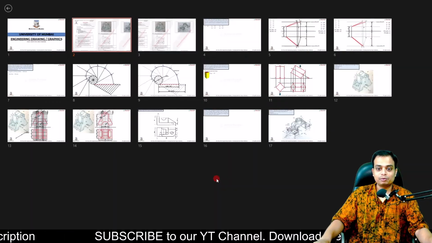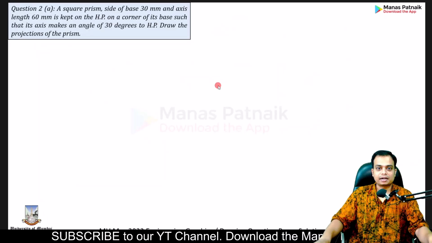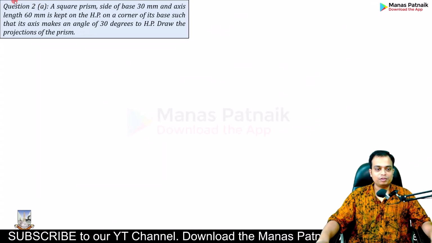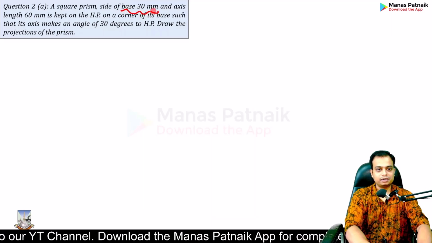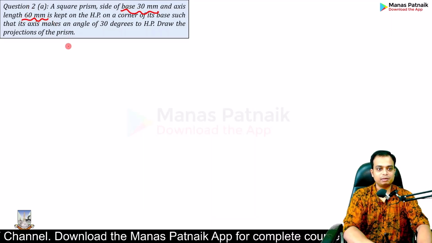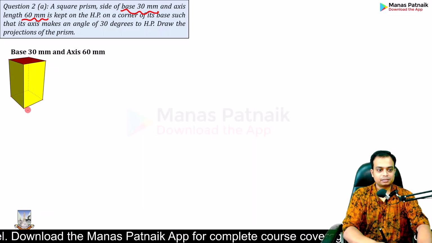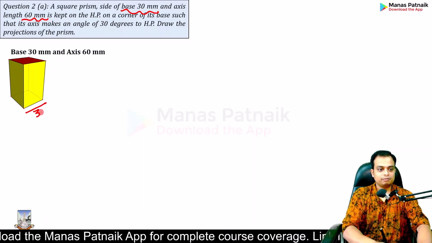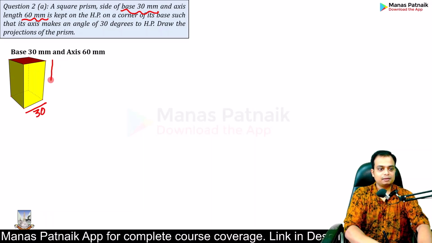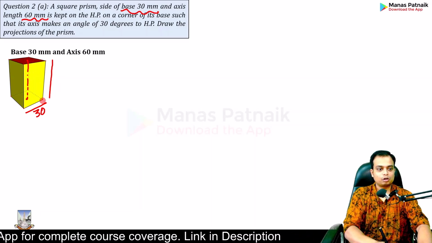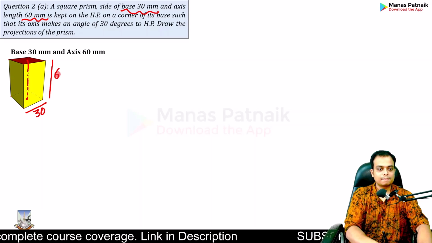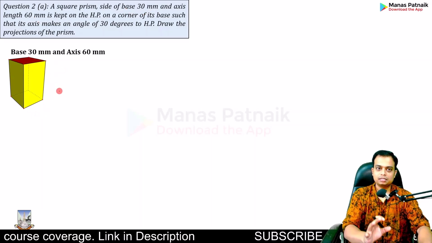Very well, let's read the question again and let's now extract data from it. So we are basically talking about a square prism. The base is 30 and the length of the axis is 60 millimeters. Here it is. Base, that's 30 millimeters, and this length over here, or you can also say the axis will be the center of top to the center of bottom, and this is 60 millimeters. These are the dimensions.